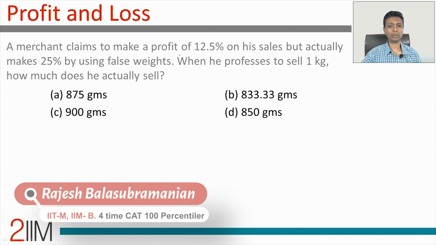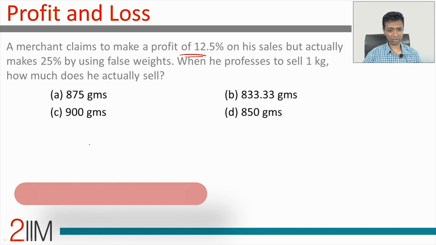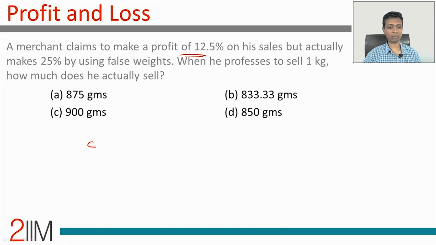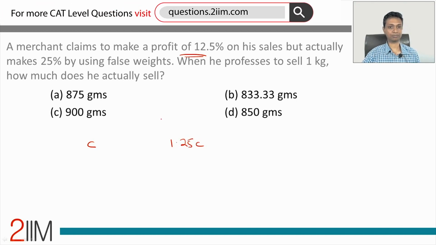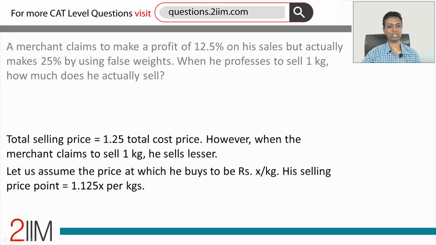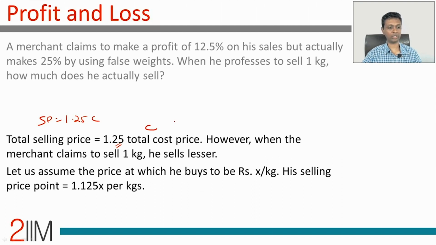He claims to make 12.5%. So forget what he's claiming. He makes 25%. That means if he's buying at a cost price of C, he's actually making 1.25 C at the end of it. Keep that in mind. Forget the 12.5% for the time being. I'm going to capture this and then build from there. He sells at 1.25 times the cost price. If cost price is C, then selling price is 1.25 C. That much we know. Whatever money he puts in, he gets 1.25 times that.